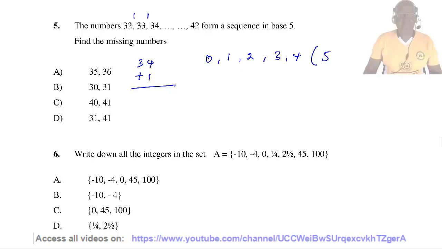So let us add up. 4 plus 1 equals 5. As I said, 5 is not a base 5 numeral. So we shall put down 0 and carry 5 raised to the power 1, which equals 5, to the next term over here. 5 raised to the power 1 is 1 under this item, so we shall get 4. The next item is going to be 40 plus 1, which equals 41. So the answer is C.